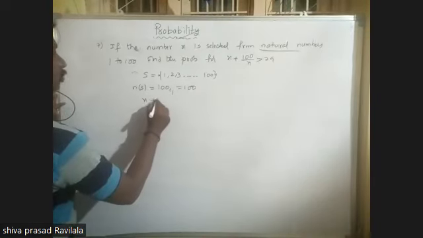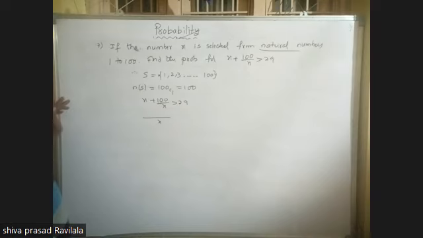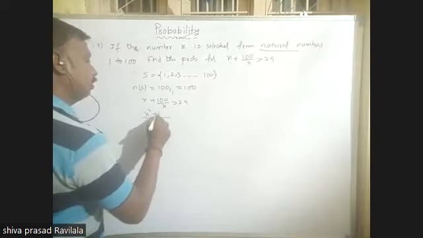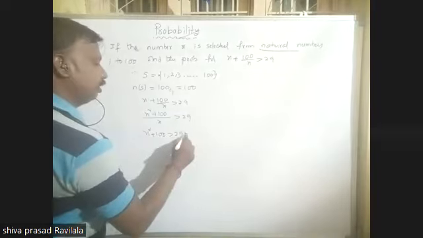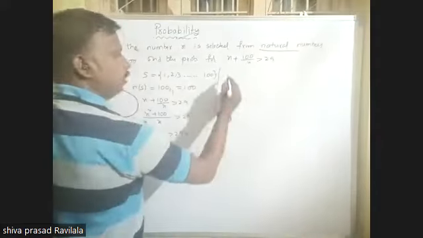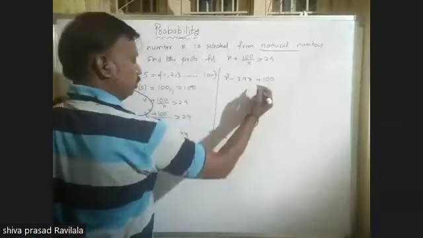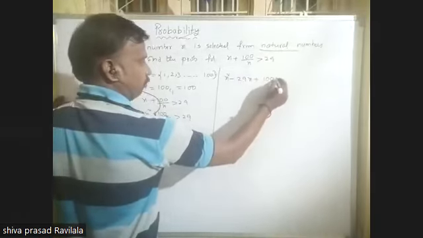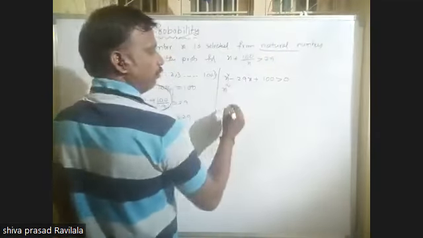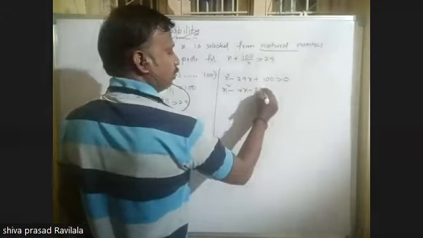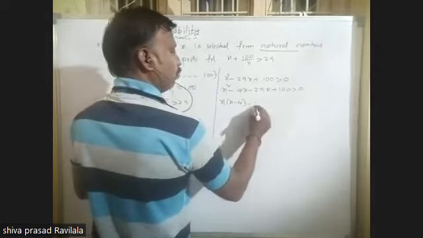Next one. (x plus 100) by x which is greater than 29. Here take the LCM, students, x. I'm going to solve this inequality. x square plus 100 greater than 29 into x. Write 29x on the left side and check what will happen. X square plus 100 minus 29x greater than 0, so x square minus 29x plus 100 greater than 0. Factorization: 25 and 4, so minus 4x minus 25x plus 100 greater than 0. Here x is common, students: x minus 4 and minus 25 common.